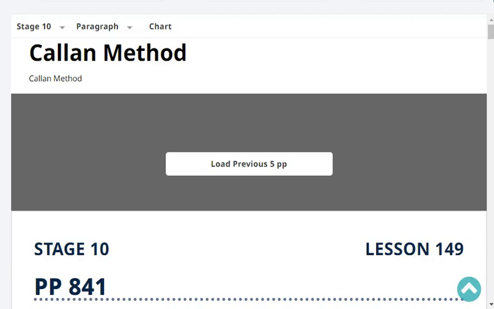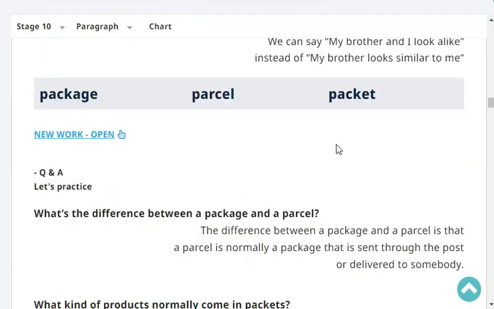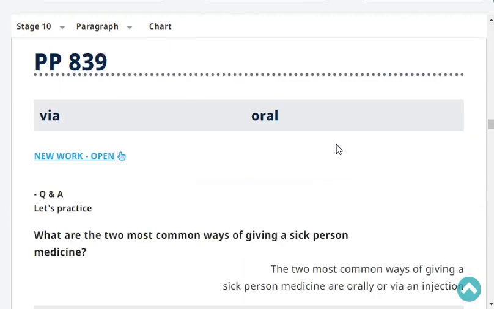Progress report says we are at stage 10, paragraph page 845. And our last headword was Taylor Newark, type of lesson. Okay, so let's start with revision. Ready? Okay, ready.